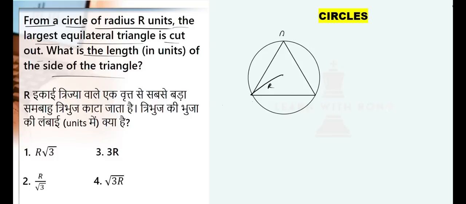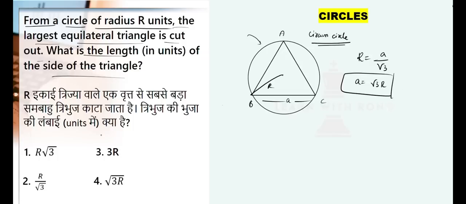So if we assume ABC is the largest equilateral triangle cut out from the circle, and the length of each side be A. Observe here, if the largest equilateral triangle is cut out from the circle, then simply the circle is nothing but the circumcircle, right? So if this is the circumcircle and this is the equilateral triangle, what is the circumradius formula? If capital R is the radius, capital R equals A by root 3 only, right? So from this, the side is nothing but root 3 times R. So our answer is option number 1.